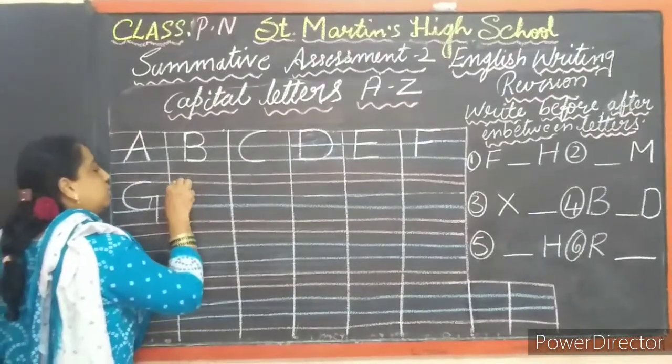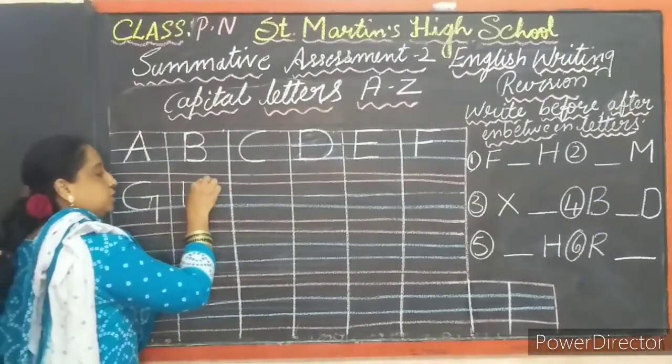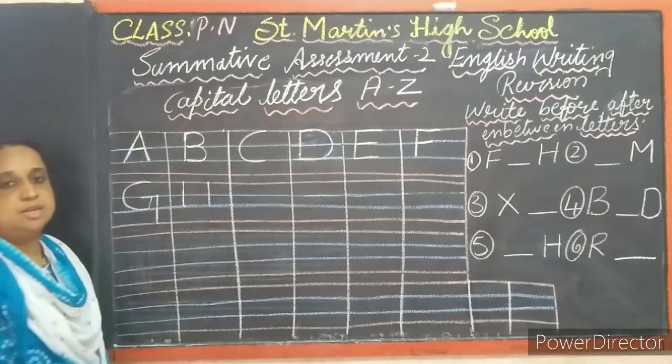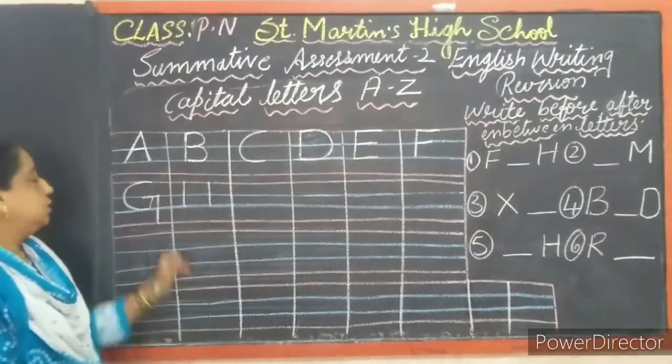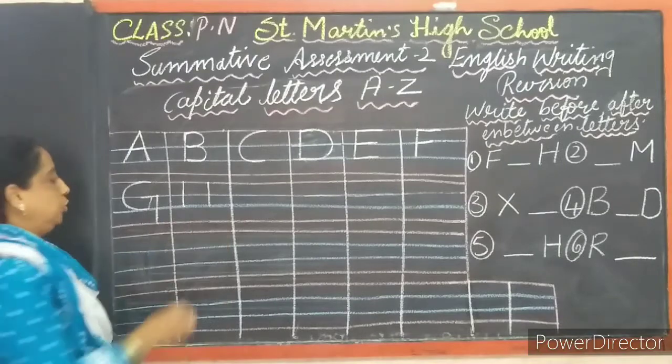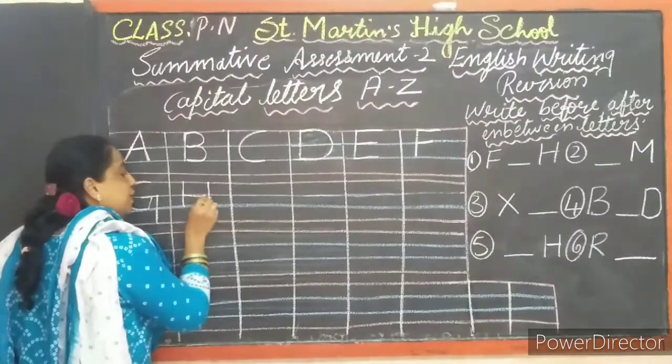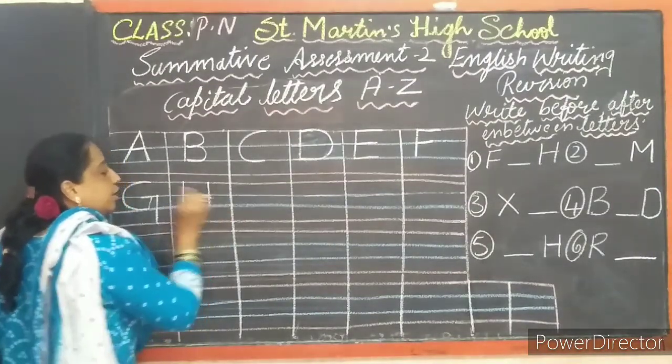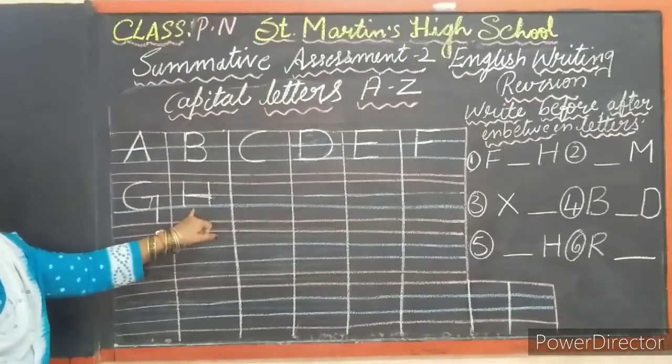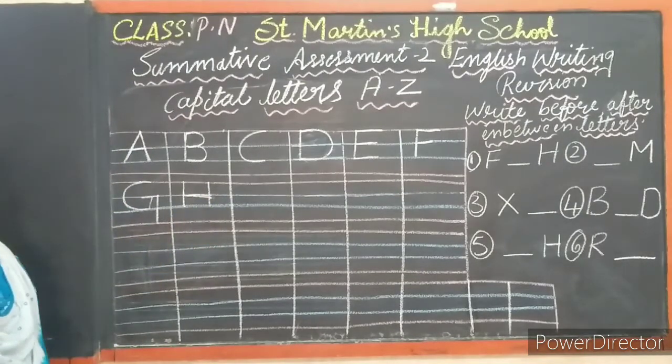For H, also write one standing line and one more standing line from the top red line to the second blue line and one sleeping line from the first blue line. Draw one sleeping line makes letter H. Is it easy, no? After H, what letter will come?